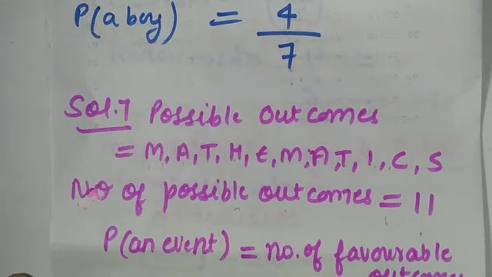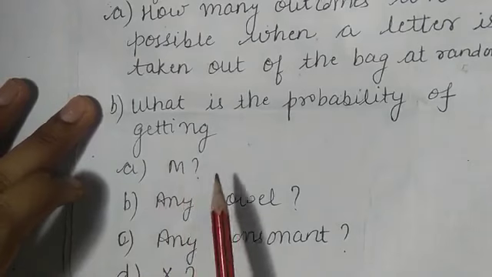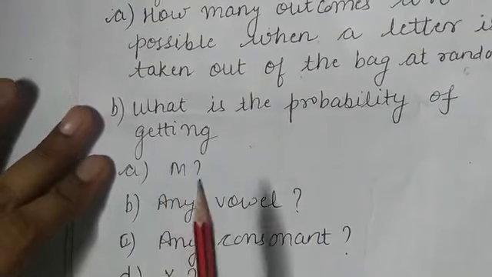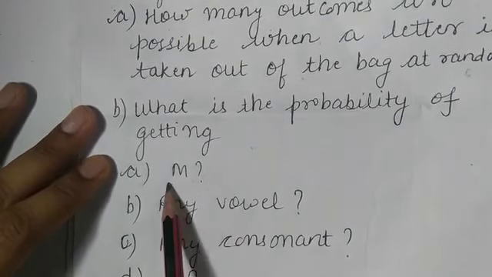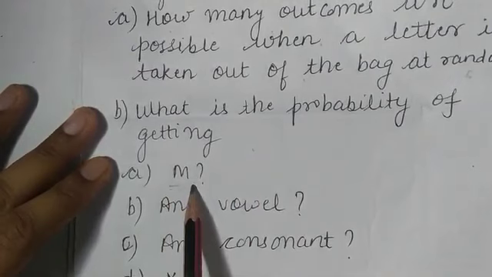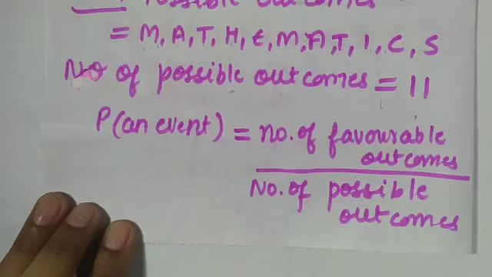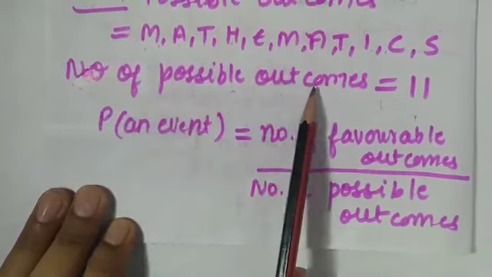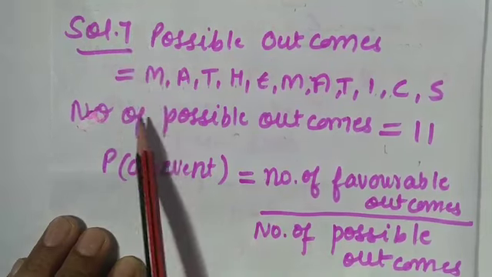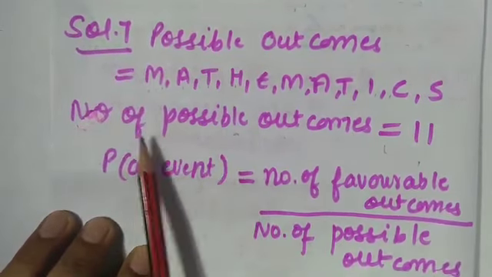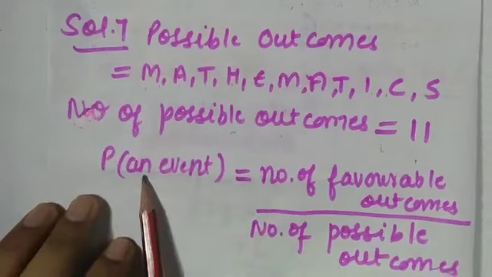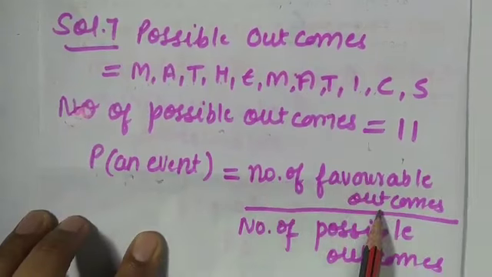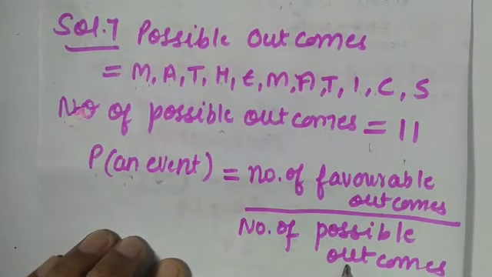Now part B is: what is the probability of getting M? We have to find the probability of getting the card bearing letter M. For finding the probability, first I would write the number of possible outcomes, but I have already mentioned that in part A, so there is no need to mention it again. So directly I will write the formula. Probability of an event is given by the number of favorable outcomes divided by the number of possible outcomes.